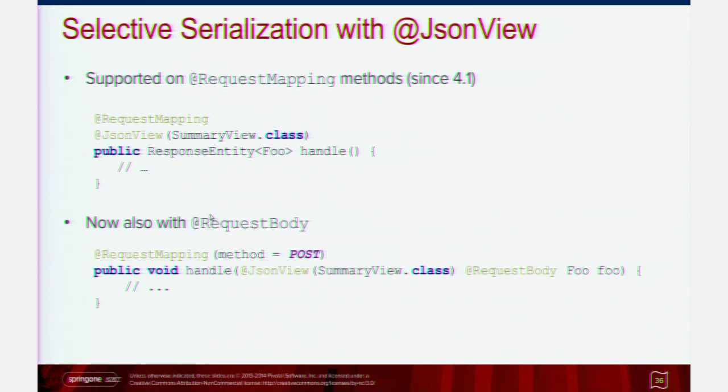But now in 4.2, when we designed this in 4.1, we said, why would you need that on the input side? But before you know it, requests came in. So apparently it's useful on the input side as well. When you have a request body, you can now specify a JSON view annotation on that as well. So you're reading only a subset of the input, populating only a subset of the object that's coming into the controller method.